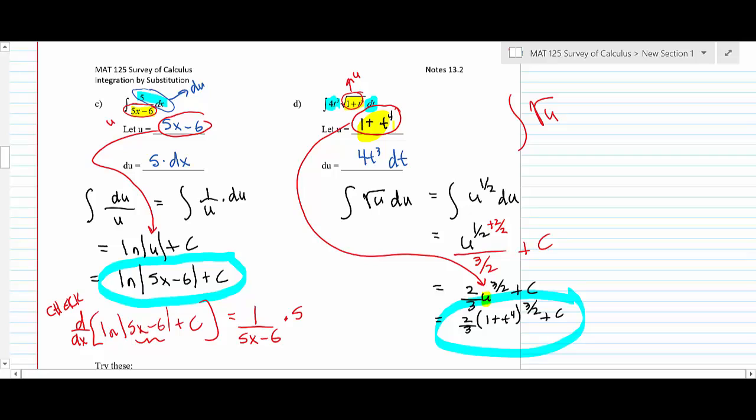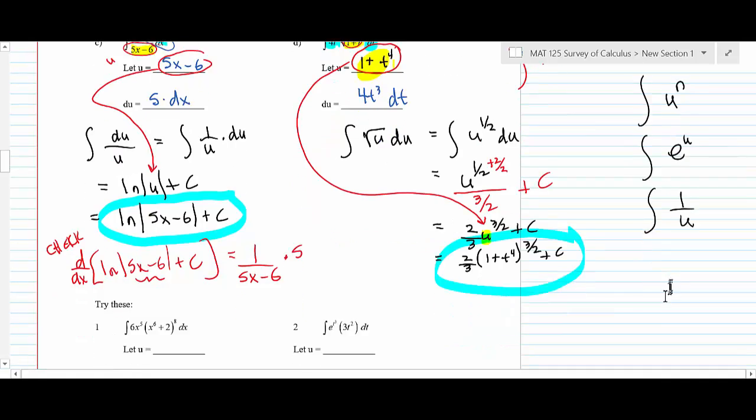Okay, see, the thing is, when you're doing these, you want to end up with something like this. You would want to end up with u to a power, because you know how to do that. You might want to end up with e to the u, because that's easy. Maybe you want to end up with 1 over u, because you know that. You always want to end up with an integral that you know how to do.